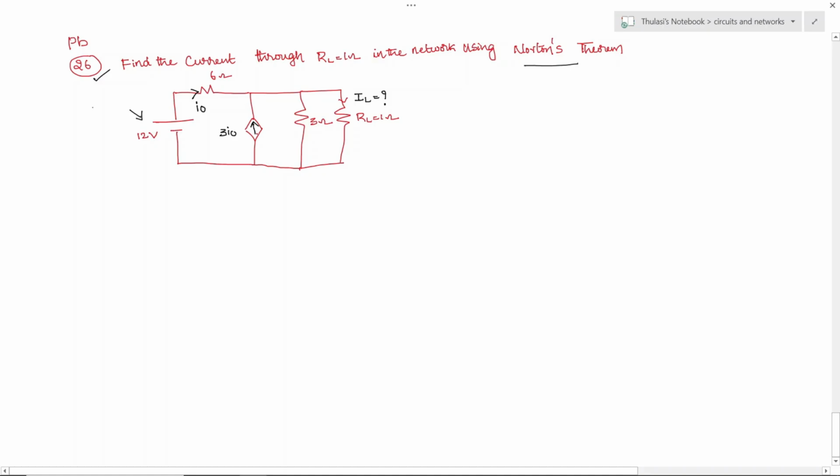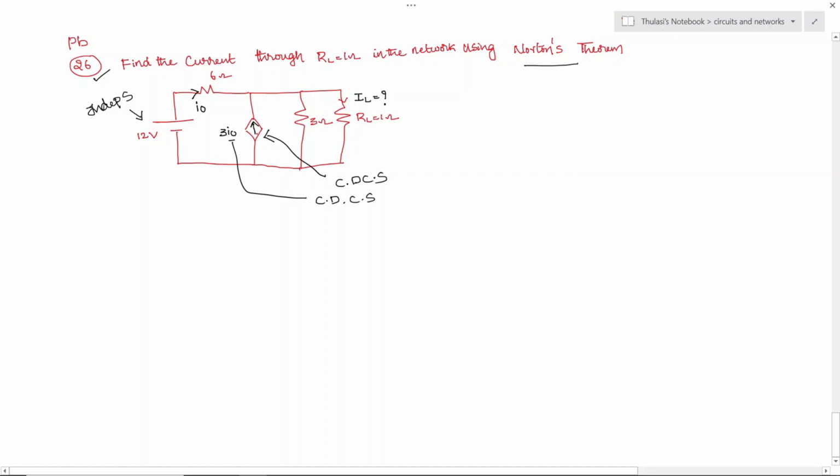The first source is an independent source: 12 volts is an independent source. And this other source is a current dependent current source. Why is it current dependent? Because this is I naught, and it is called three times I naught, so it is current dependent. Direction is given: a current dependent current source.